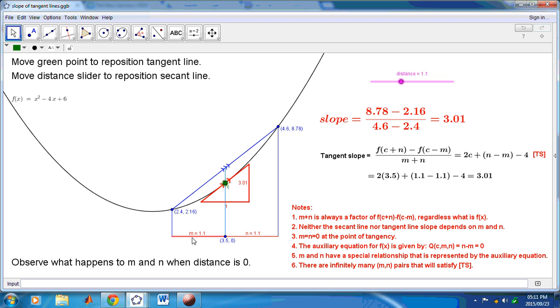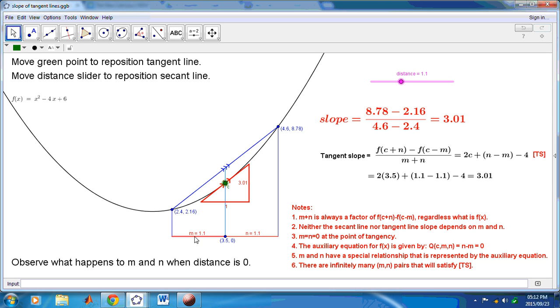Now notice that m is the horizontal distance from the abscissa of the point of tangency to the lower endpoint, or one of the endpoints of the secant line, this point here. And n is the other distance to the other endpoint. Now, m and n in the case of any parabola are always equal, but this is not true for any other curve. In fact, it's not true for most curves. It may be true for one or two other curves, but it's not true for most curves.